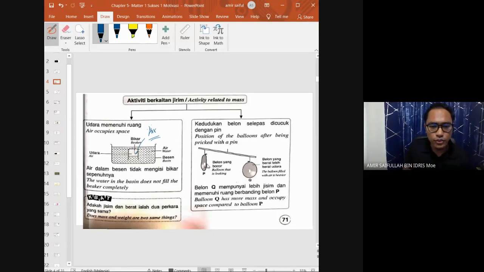Next, you see a balloon. When we poke a balloon, you will see the heavier balloon will go down here. Q is heavier than P, because air actually has mass. It occupies the space inside the balloon and it also has mass. That's why Q has more mass than P. That's why Q is heavier than P. Can?